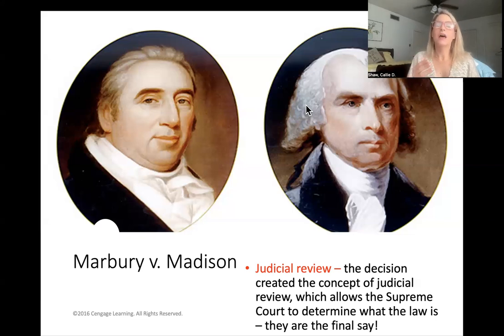So in essence, judicial review is the most important Supreme Court decision, because without it, we would never have had a Supreme Court ruling on any of the subsequent cases like Brown v. Board of Education and all the landmark cases that we now consider near and dear to our nation's heart, right? So judicial review is extremely important, and it was all born out of John Marshall's flub.